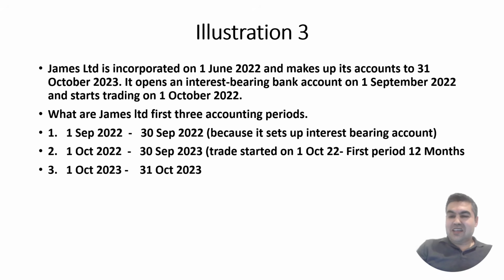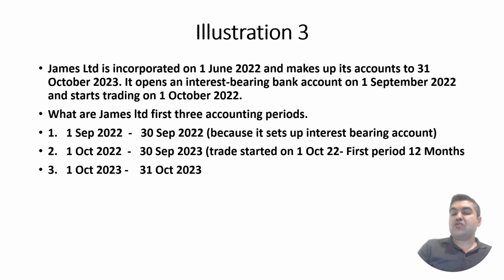Here is another example, very interesting. James Limited is incorporated on 1st of June 2022, and makes up its accounts to 31st of October 2023. It opens an interest-bearing account on 1st of September 2022 and starts trading on 1st of October 2022.